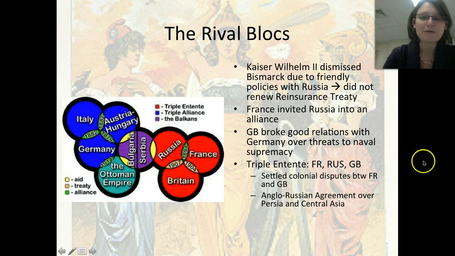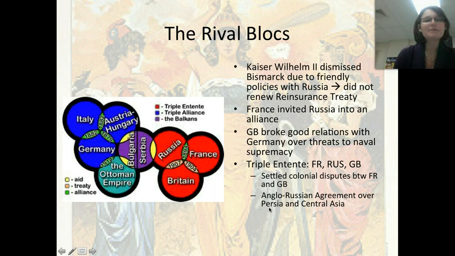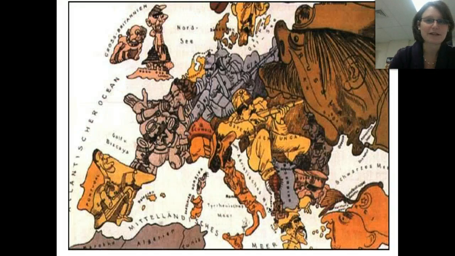Okay. So now you have the Triple Entente, and they'll be called the Allied powers during World War I. The Triple Entente is France, Russia, and Great Britain. So now these are the blocks that will be the World War I groups, okay? Now this Triple Entente was able to settle colonial disputes between each other, and they came up with this Anglo-Russian agreement, Anglo meaning Great Britain, over Persia and Central Asia. So they're like, okay, let's be friends. You take this, I'll take this. We'll compromise. They're making compromises and doing friendly things with each other.